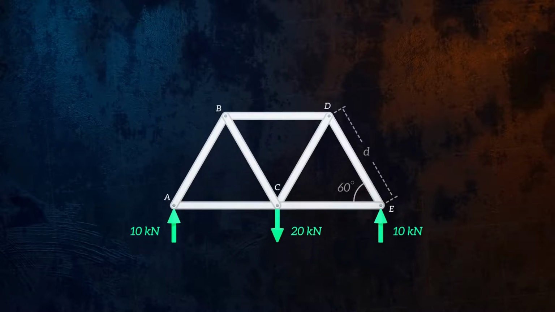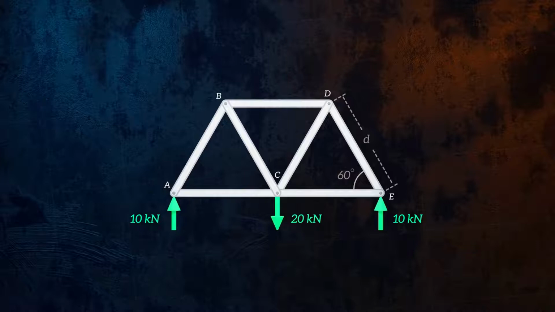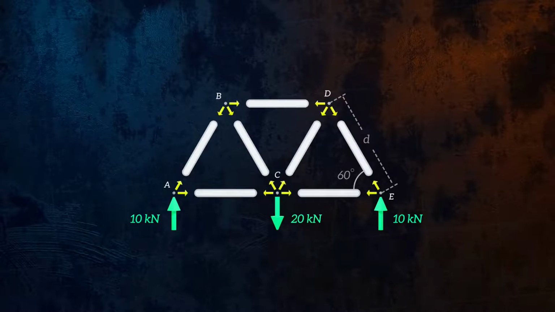Since we don't know yet which members are in tension and which are in compression, it's easiest to just assume that all of the members are in tension, and so we'll draw the internal forces as pointing away from each joint. If we end up with negative values for these forces, it just means that we guessed wrong, and the member is actually in compression. Now we can work through each of the joints, starting with joint A.